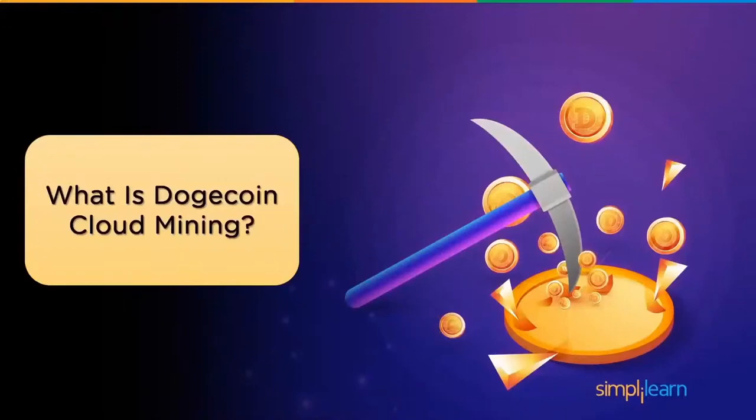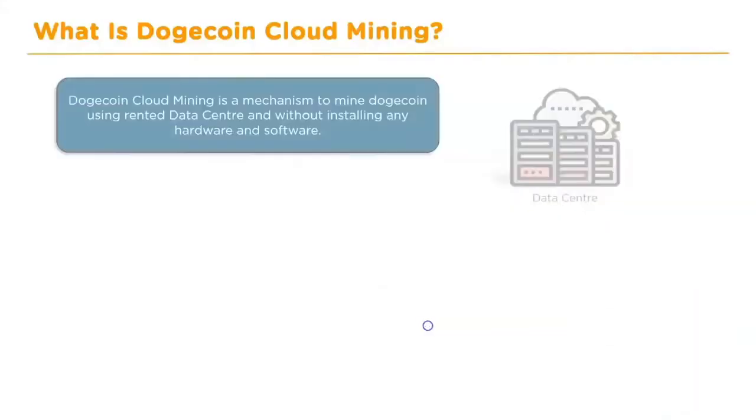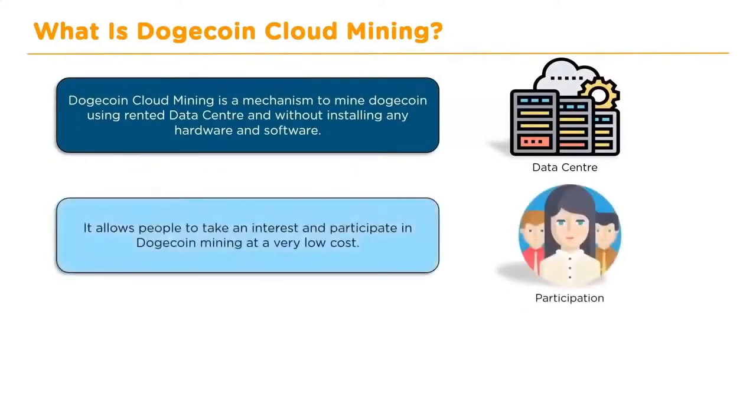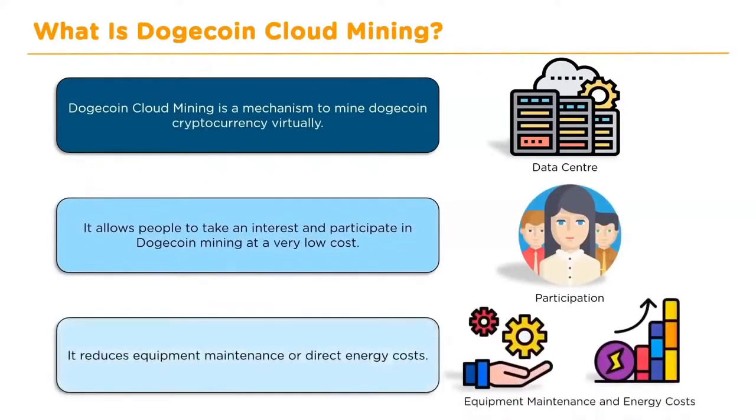Moving ahead, let's understand what Dogecoin cloud mining is. Dogecoin cloud mining is a mechanism to mine Dogecoin using rented data centers without installing any hardware and related software. It allows people to take an interest and participate in Dogecoin mining at a very low cost, making Dogecoin mining accessible for a broader range of people worldwide. Since the Dogecoin mining process uses the cloud, it reduces equipment maintenance or direct energy cost.